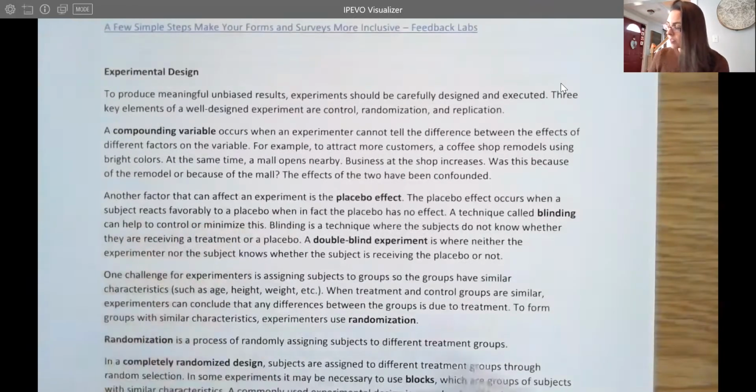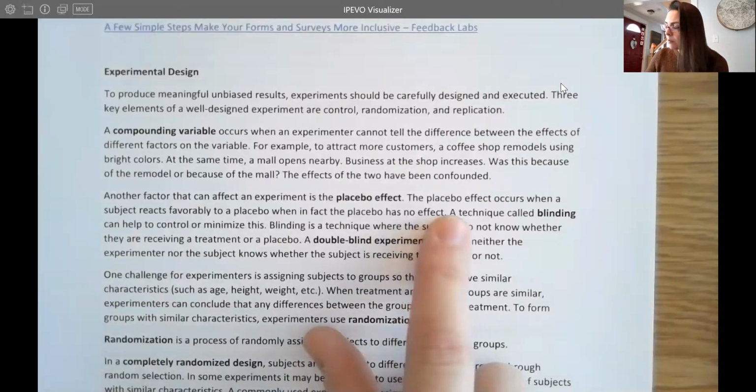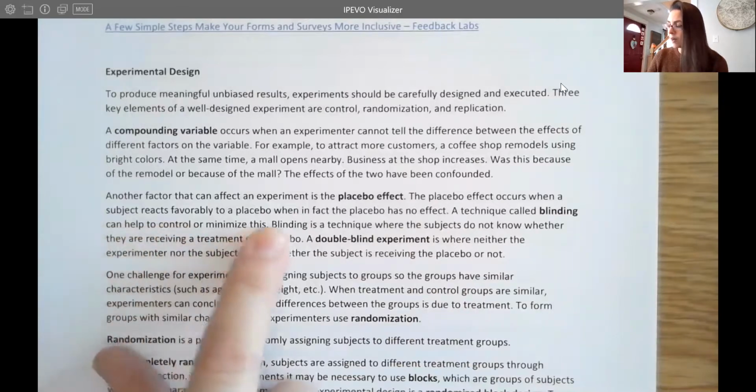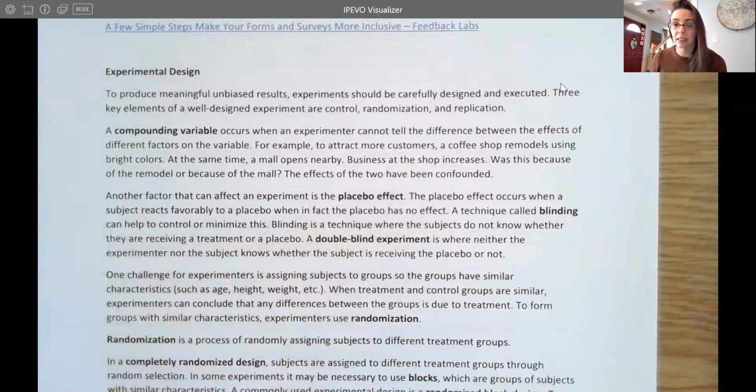Another factor that can affect an experiment is the placebo effect. So we mentioned before that the control group usually would receive a placebo if we're testing medication or something like that. And the placebo would be a medication that has really nothing in it. It's usually a sugar pill. So it's completely inert. It doesn't have any drugs in it. However, the placebo effect occurs when subjects react favorably to a placebo when in fact, the placebo has no effect.